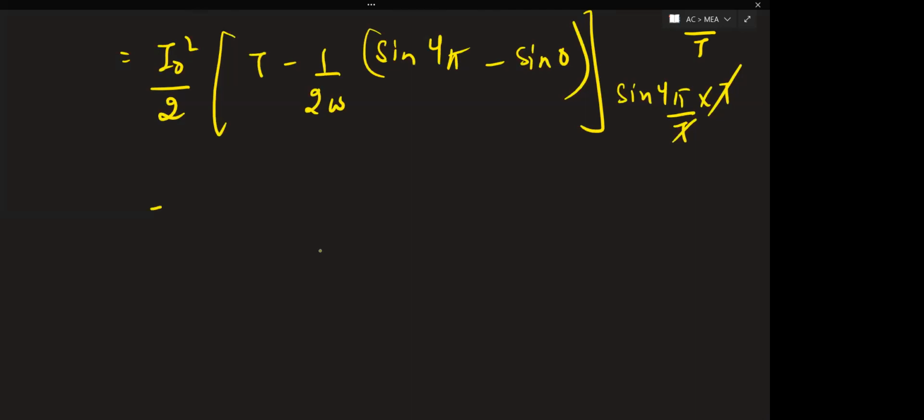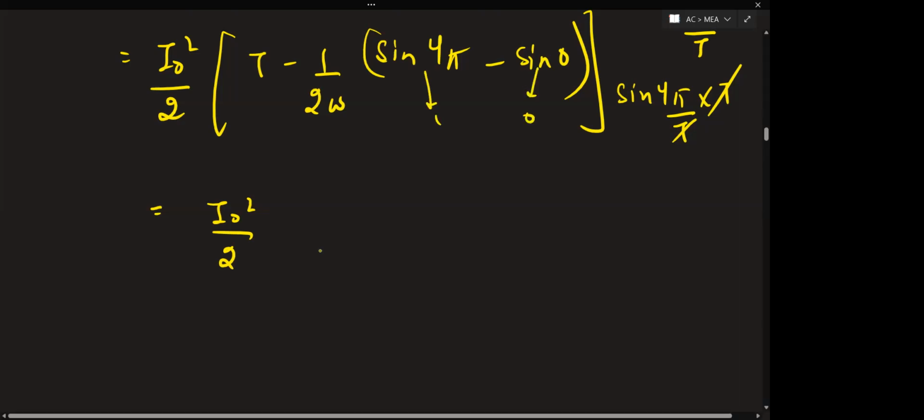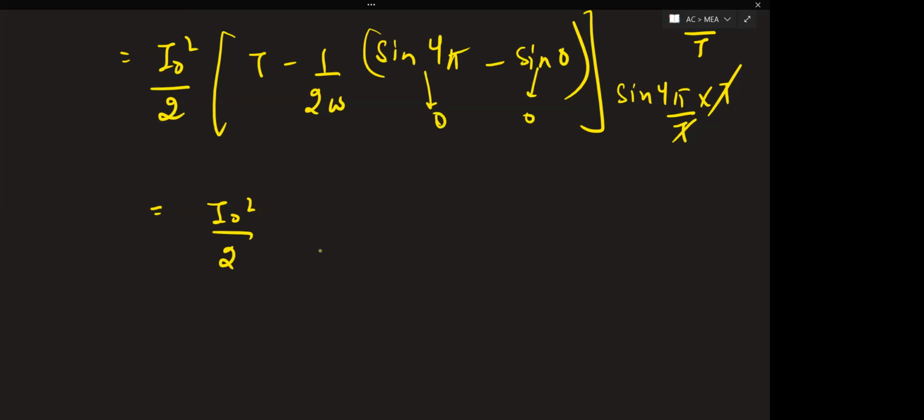So I naught square by 2. This gives you T. See, sine 4 pi minus 0 will give you 0, because this is 1 and this is also 1. This is 0, this is 0 and this is also 0. So here 0 minus 0 will become 0. So this whole term will be 0. So you just have T left. This is the mean value that we have calculated.